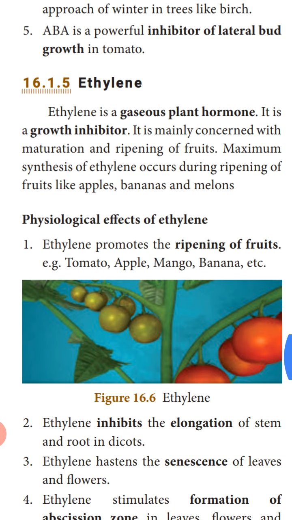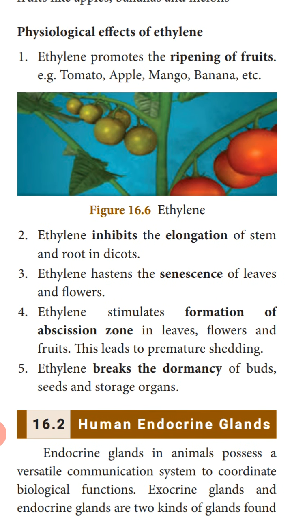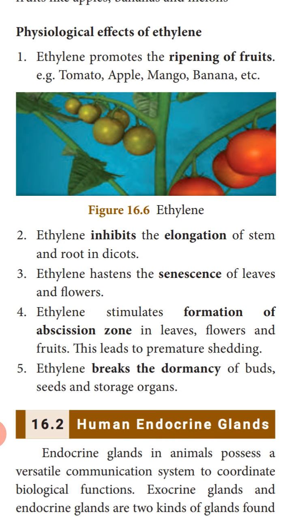Now what is the role of this ethylene we are going to study here. Physiological effects of ethylene. First physiological effect, it promotes the ripening of fruits. Okay, so as we know, when tomatoes are unripe, they are green in color. When the tomatoes ripen, what will happen? It turns into red color. So this promotion of ripening of the fruit is controlled by ethylene, in plants like tomato, apple, mango, banana, etc.